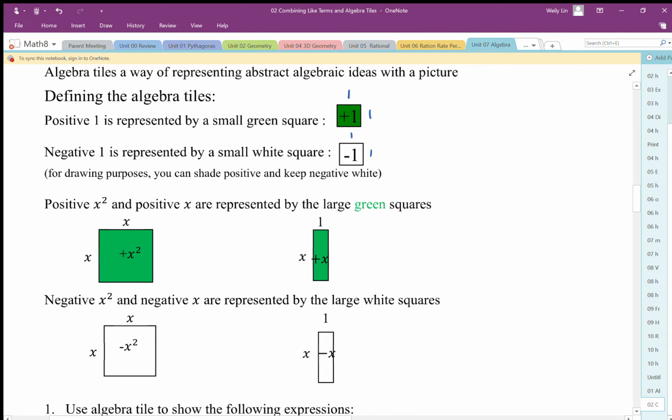Again, just as long as you keep track of your algebra tiles, shaded as positive and unshaded as negative, even if you flip it around and say that shaded is negative and unshaded is positive, that's fine as long as you keep it consistent, as long as you don't mix the shading and not shading somewhere in the middle of a problem.